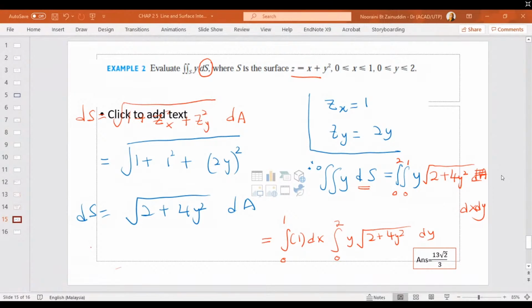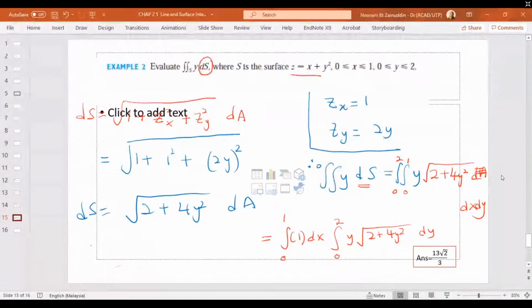Okay, try whether you get the answer 13 square root 2 over 3. Dapat tak? Try lah. 13 square root 2 over 3. Later I show you. Answer lah. Okay, try y squared plus 4.